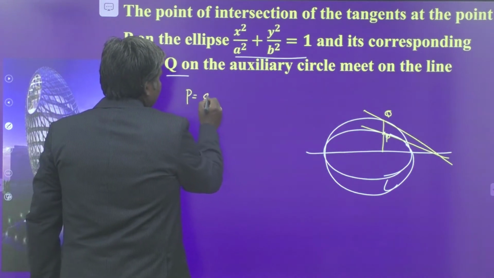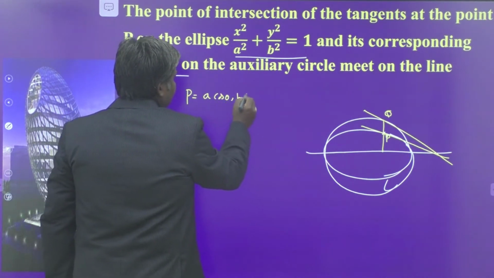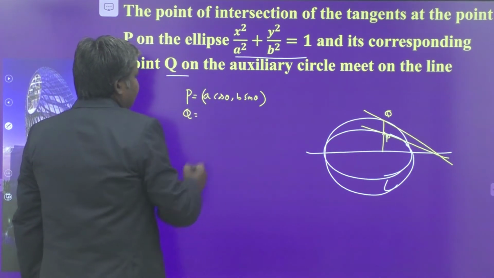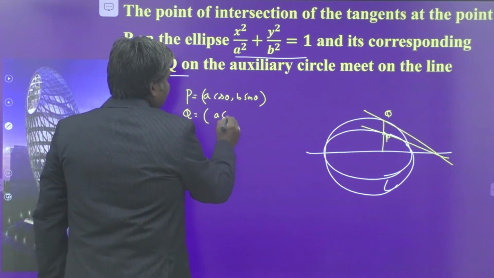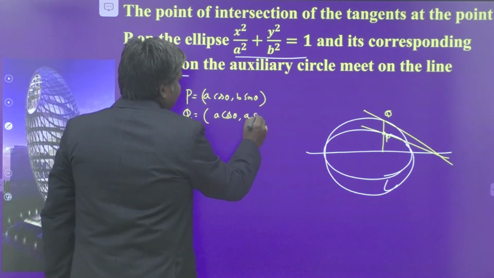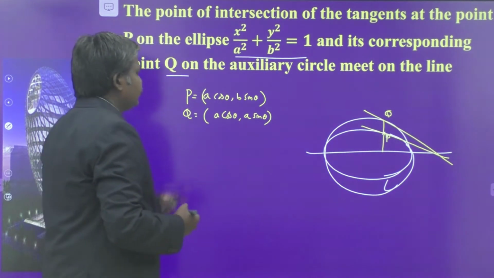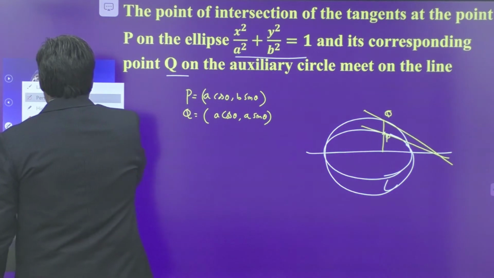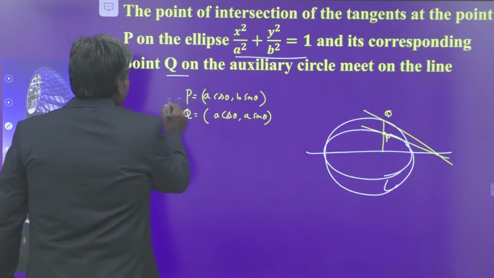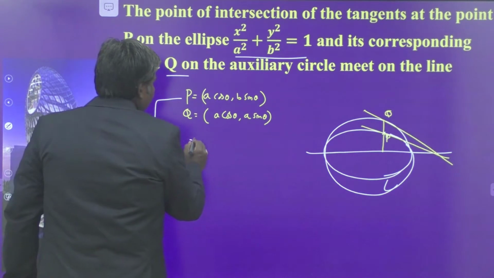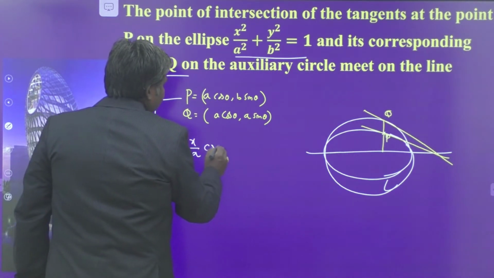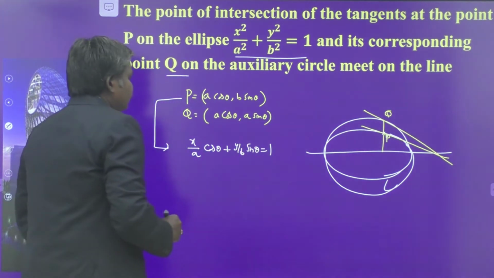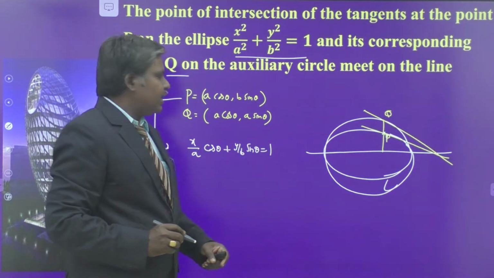So P is equal to a cos theta comma b sin theta. This is any point on the ellipse. Its corresponding point on the auxiliary circle is a cos theta comma a sin theta. This is the point. Now we have to find out the equations of tangents at these points. Tangent at P to the ellipse is x by a cos theta plus y by b sin theta is equal to 1. This is the equation of tangent at theta.